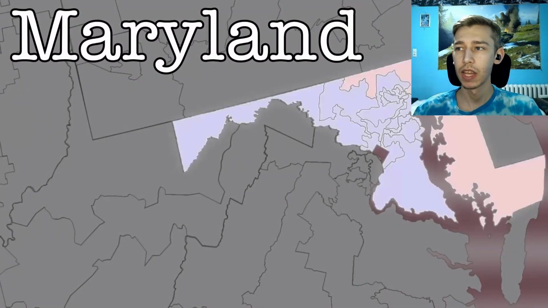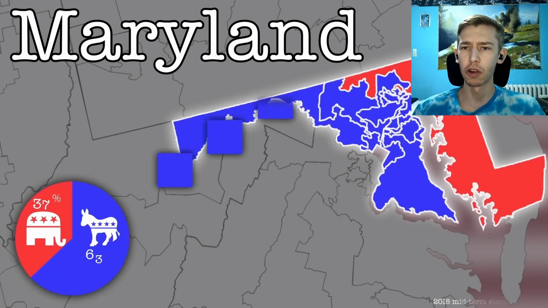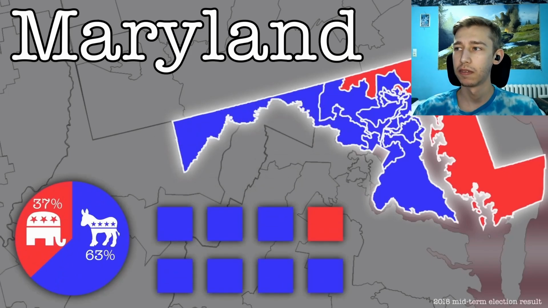And the Democrat Party does it too. In Maryland, out of 8 seats, they won 7 with just 63% of the votes. I mean, of course they do. They're just as corrupt as the Republicans. They're no better.